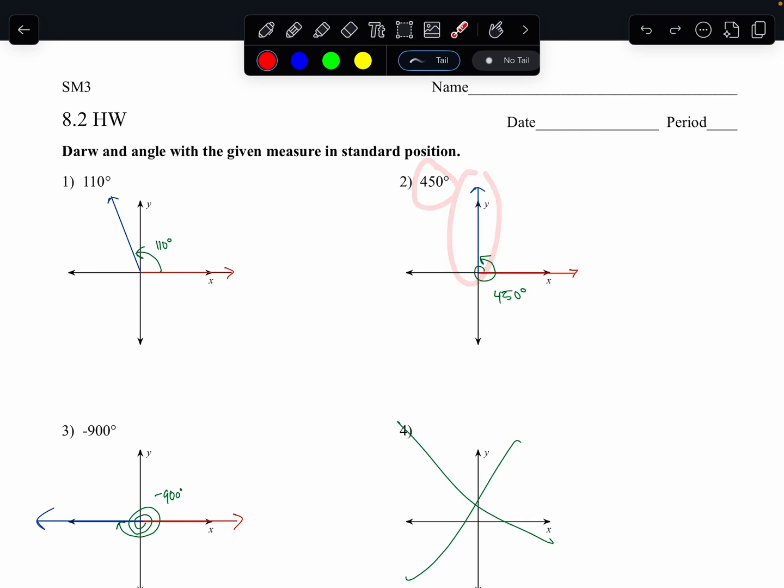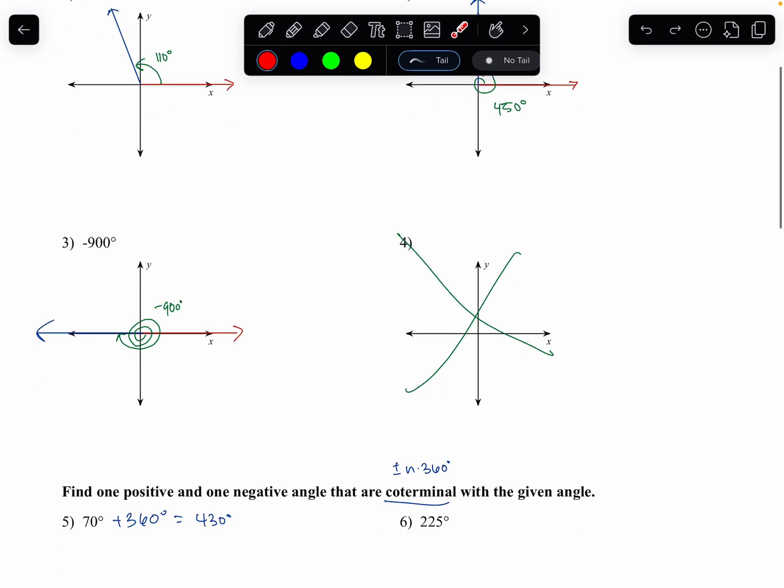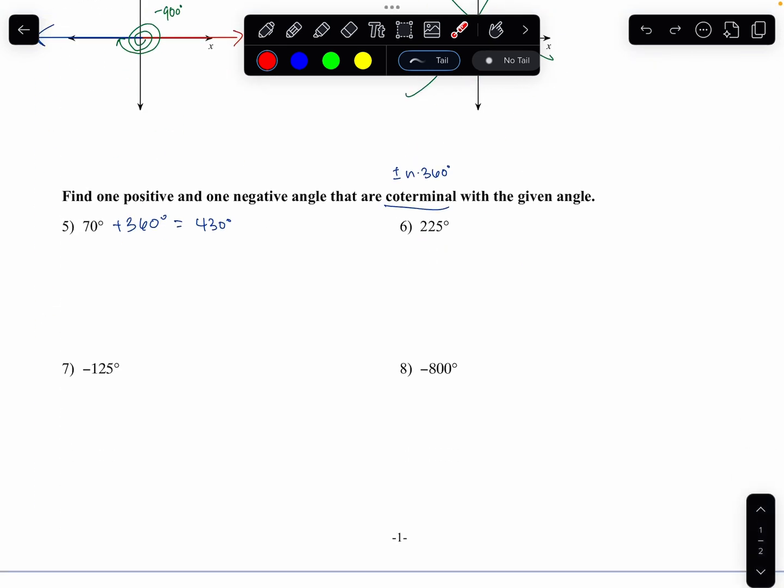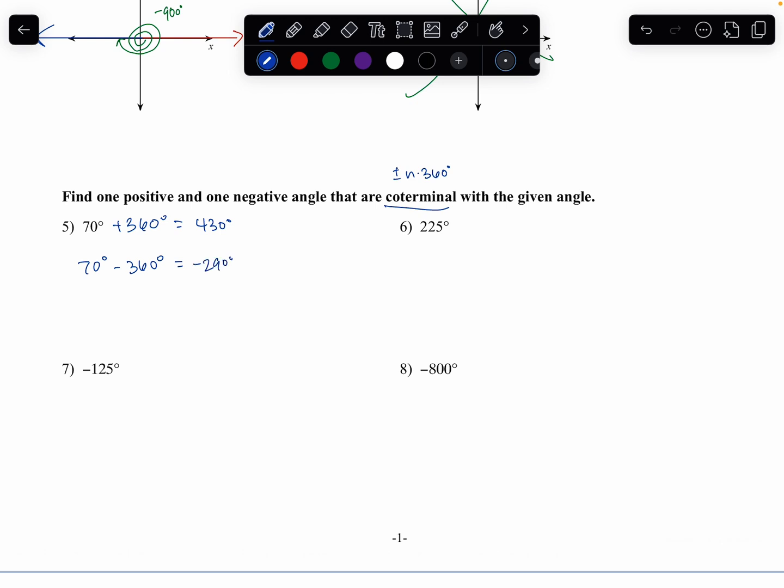So there are infinitely many coterminal angles with any given angle. And in order to find something that's coterminal with any angle, you just have to add or subtract 360 degrees or a multiple of 360. So in this case, we found one positive, and then we're going to find a negative one, so we're going to subtract 360, so 70 minus 360, and that's going to be negative 290 degrees. So here are two coterminal angles, one that is negative and one that is positive.